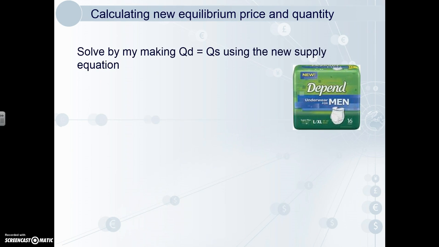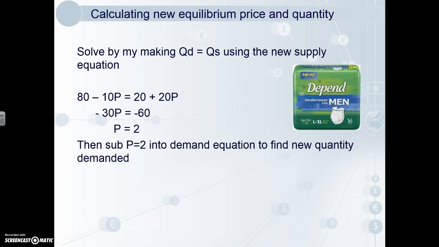So, just like before, you make the demand equation equal to the new supply equation and solve for P. Simple maths, P equals $2. Then all we do is sub this into either equation to find the new equilibrium quantity. You can use either the demand equation or the new supply equation. So plug that in and we find that at the new equilibrium price of $2, the quantity is 60.